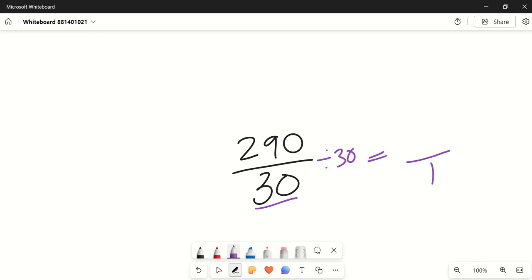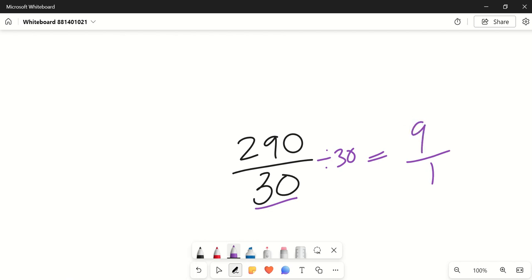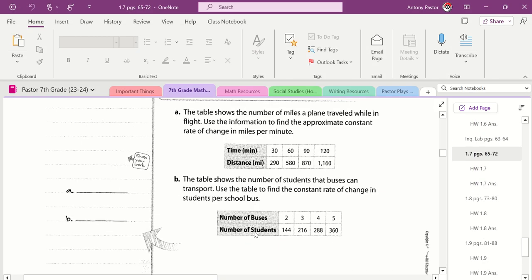This will be 1, and as we did on our calculator, we divided 290 by 30. So 290 divided by 30 will give us 9.6 forever. So this is my unit rate, but my sentence answer should be that they're traveling 9.6, bar notation over the 6, miles per minute. And that would be my answer to that one.